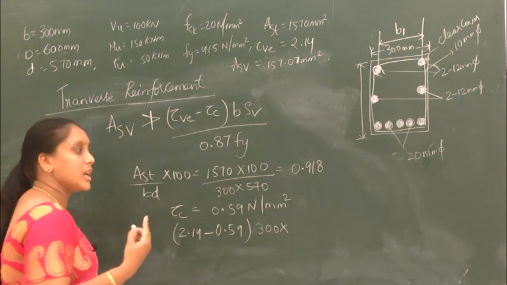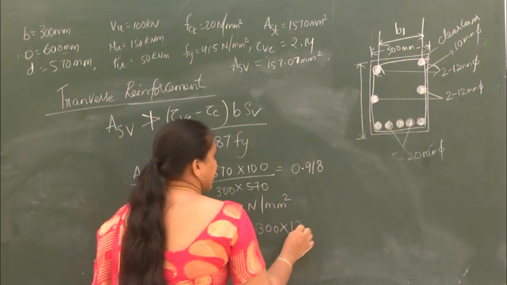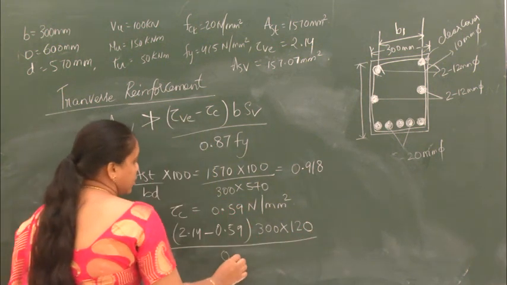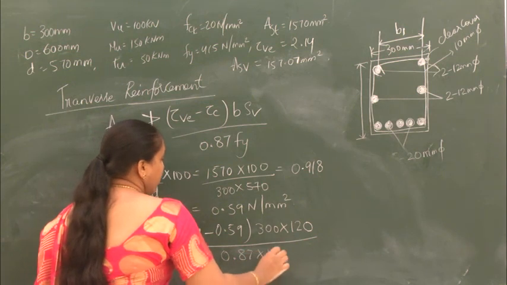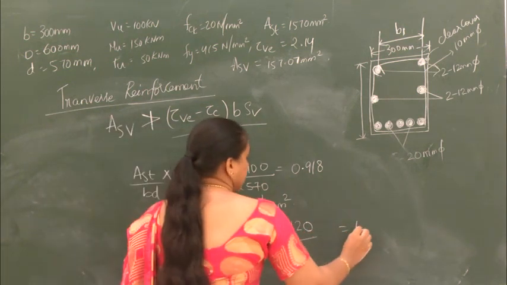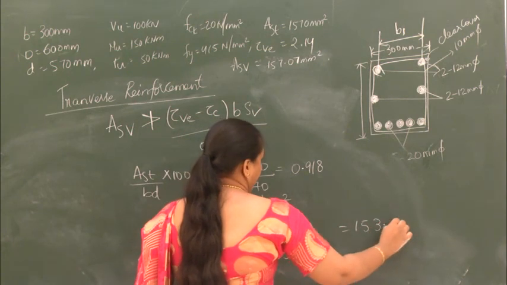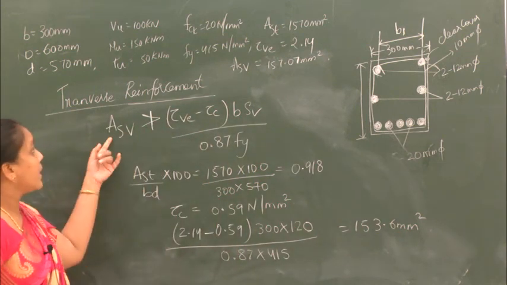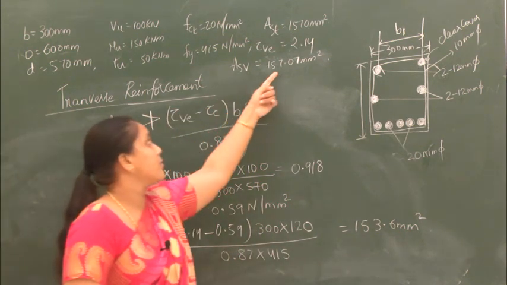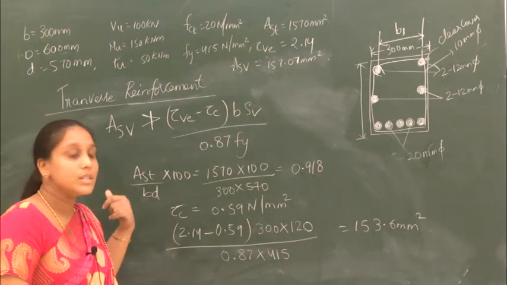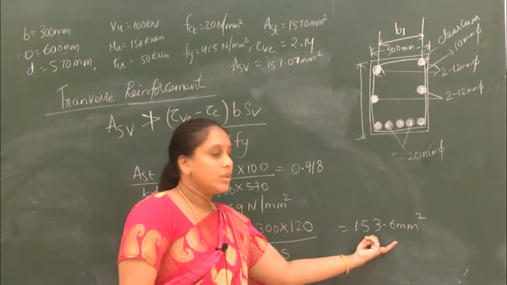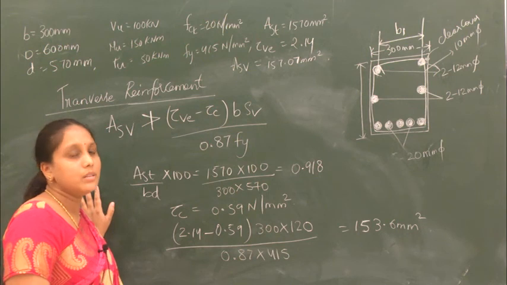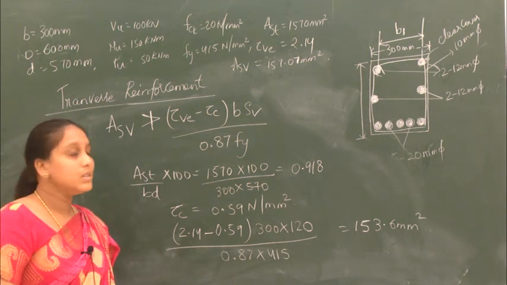So how much is the spacing I have provided? The spacing I have provided is 120 mm, divided by 0.87 into 415. So if you calculate this, you will get a value of 153.6 mm square. So what Asv have we provided? The Asv we have provided is 157.07 mm square. So it is greater than this value. So the total transverse reinforcement we have provided is more, hence the design is okay.